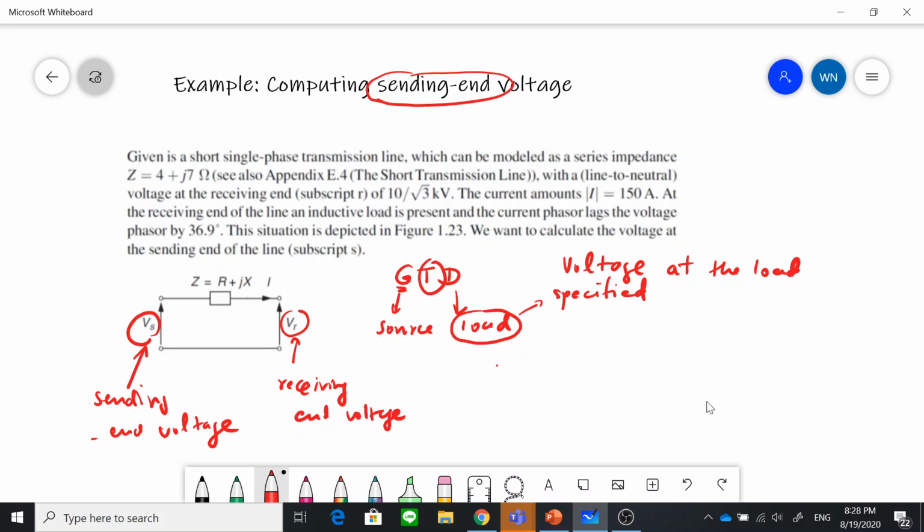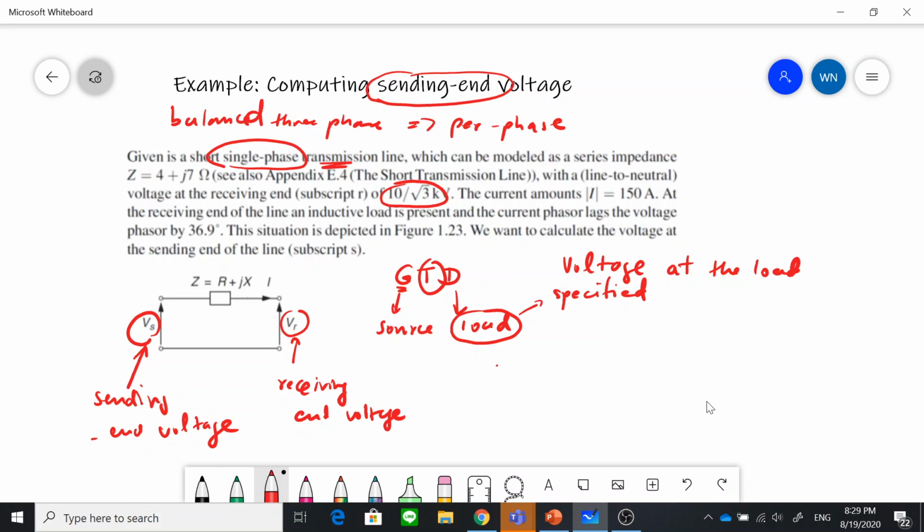In this case, the problem suggests that the voltage at the receiving end is 10 divided by root 3 kV. So this is a single phase representation of the system. This means that the system itself is three phase, and we assume that this three phase is balanced. So the main assumption is that we are dealing with a balanced or symmetrical three-phase system, and we analyze the whole system by using the per phase concept.